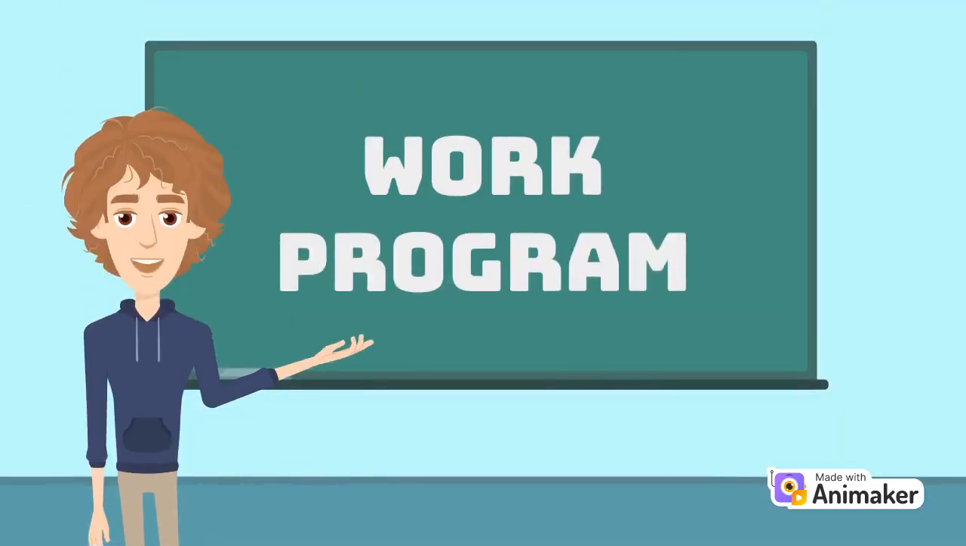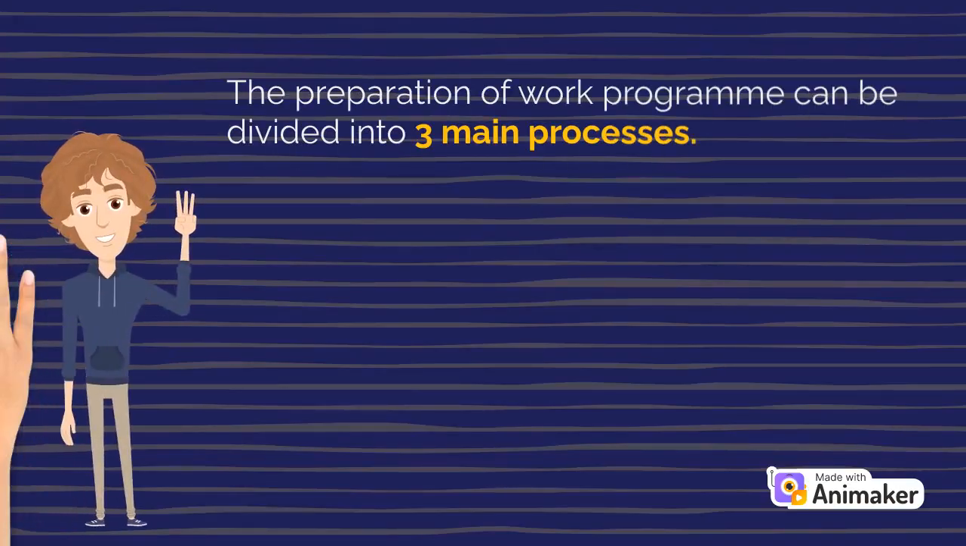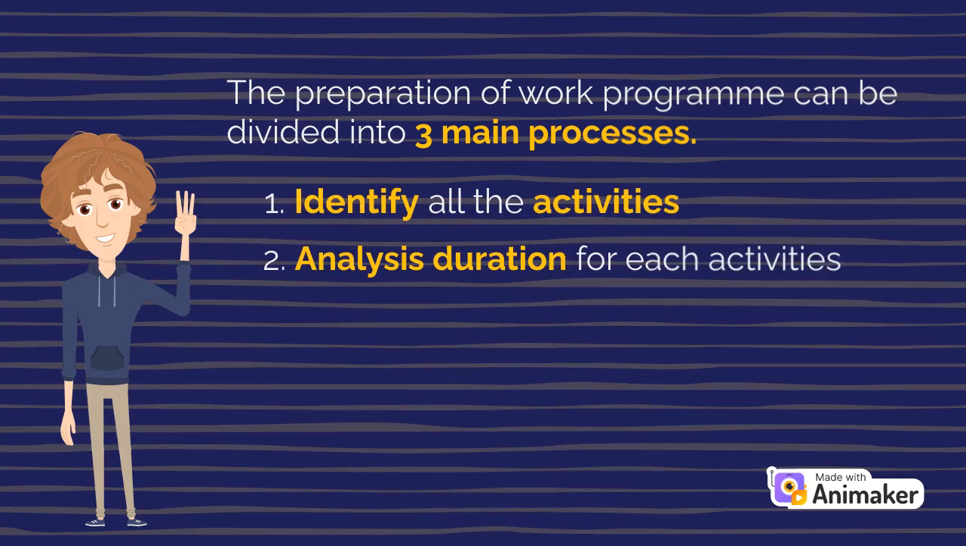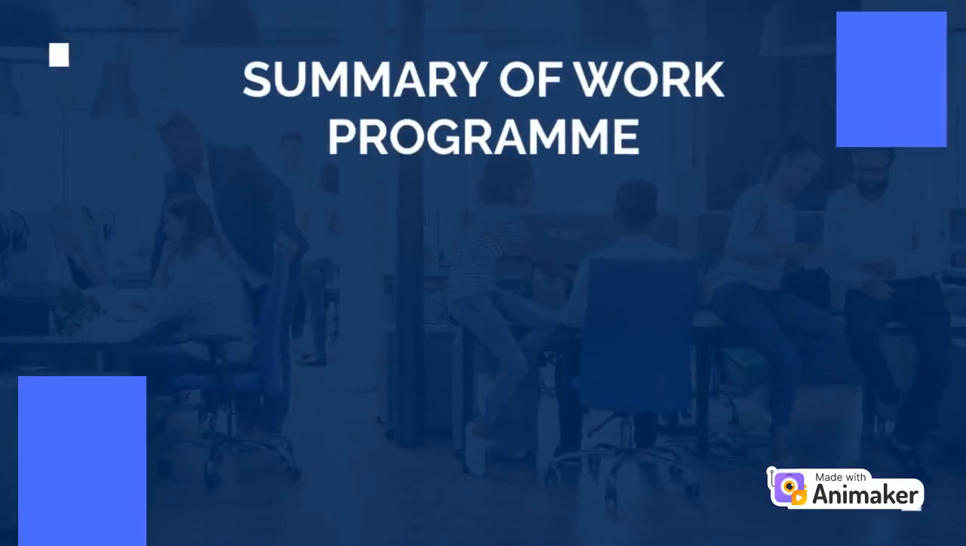Firstly, let's look into the work program. The preparation of the work program can be divided into three main processes. First, identify all the activities. Next, analyze the duration for each activity. Third, plot the duration from the start date to the end date of the work. Summary of work program.